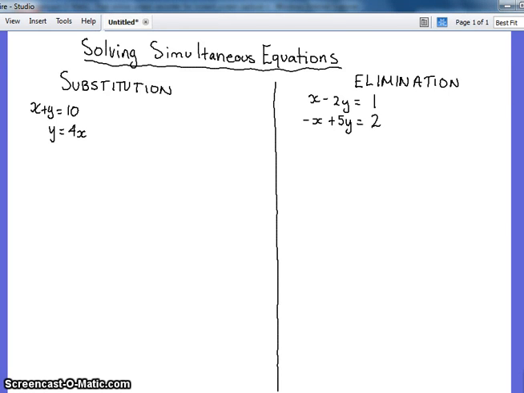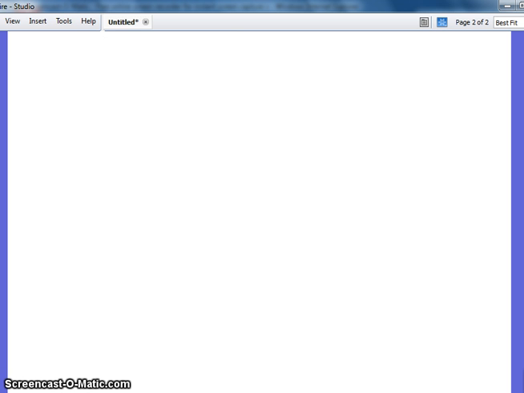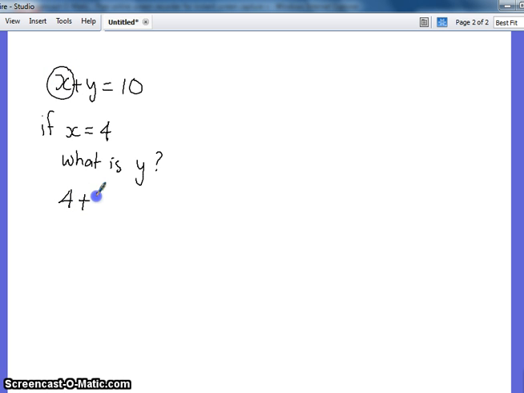The process of substitution: prior to today we would have had questions which said x plus y equals 10. If x equals 4, what is y? You would substitute x with 4, so it would become 4 plus y equals 10.